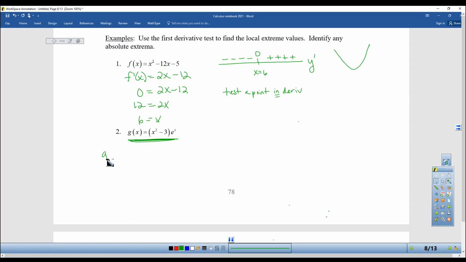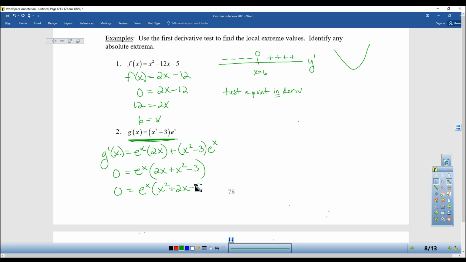So let's do the derivative. I know you're very excited about this. The second times the derivative of the first plus the first times the derivative of the second. Remember, the derivative of e to the x is just e to the x. I set it equal to 0 to find the critical points, and I get 2x plus x squared minus 3 when I take out the e to the x. I'm going to rearrange that so that it's a little more factor friendly.